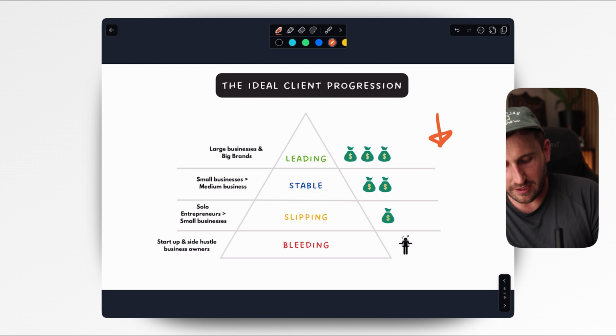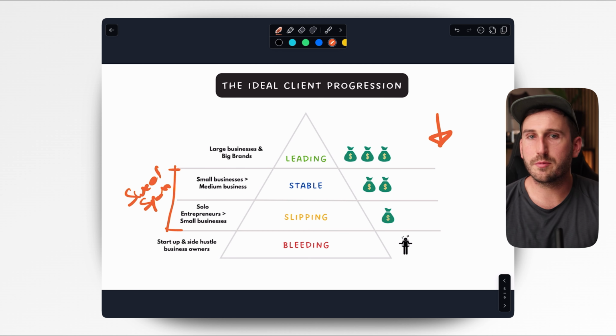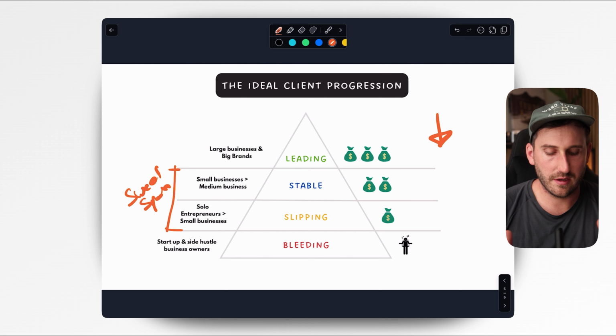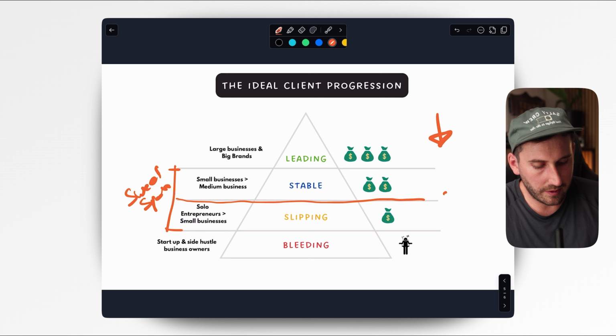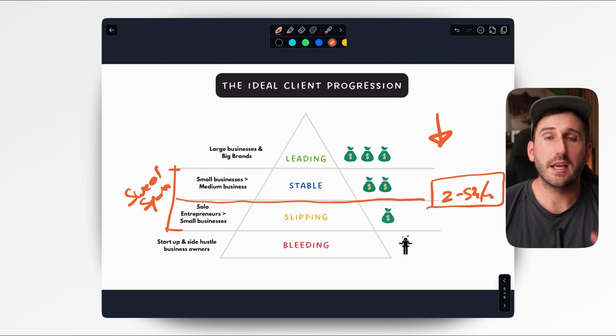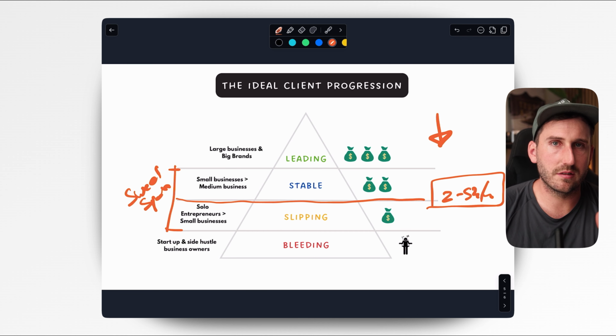My suggestion is looking at these two markets here as the sweet spot. This is where I see the sweet spot: solo entrepreneurs, small businesses, and then small to medium businesses. If you can find the sweet spot in the middle, you should be able to get a really good price point between 2 to 5K per month on a retainer. That's where we see a lot of our clients actually getting a lot of their work from, that middle tier where the client's kind of slipping backwards. They're not fully stable yet, but they need to invest in video to grow to that next level. And they see video, they have the finances to invest in it.